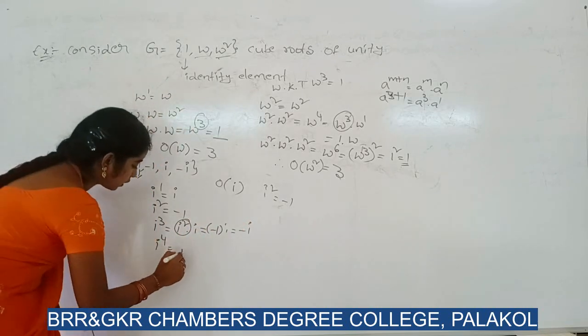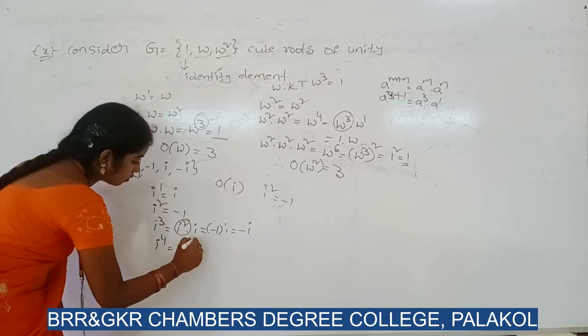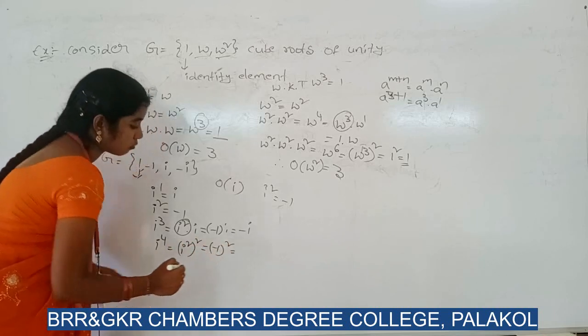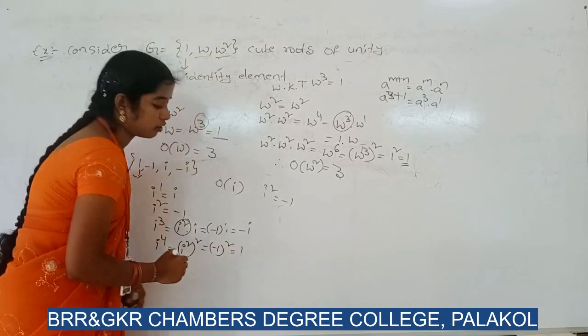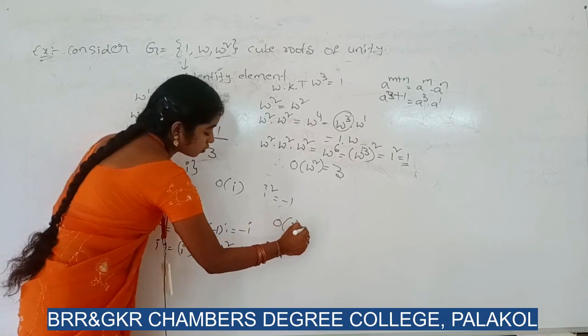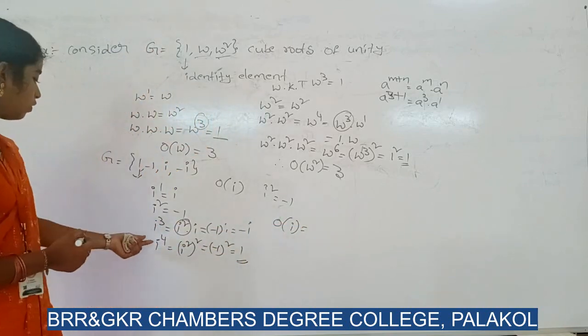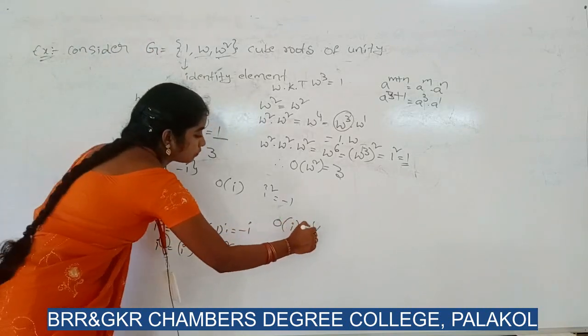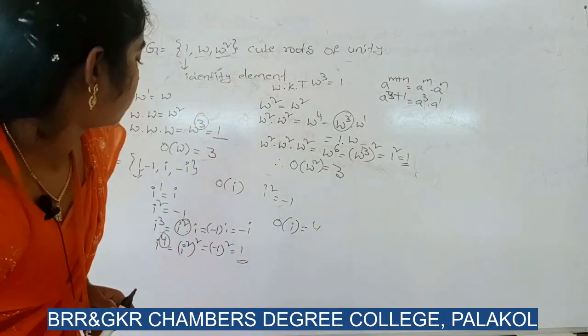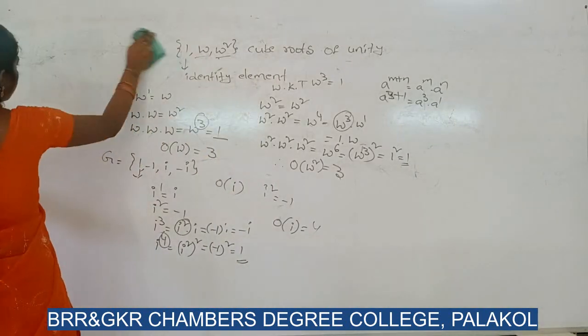Next, i power 4. i^4 can be written as (i square) whole square. I square value is minus 1, so (minus 1) whole square value is 1. So 1 is the identity element. So the order of i is equal to 4. Order of i equal to 4.